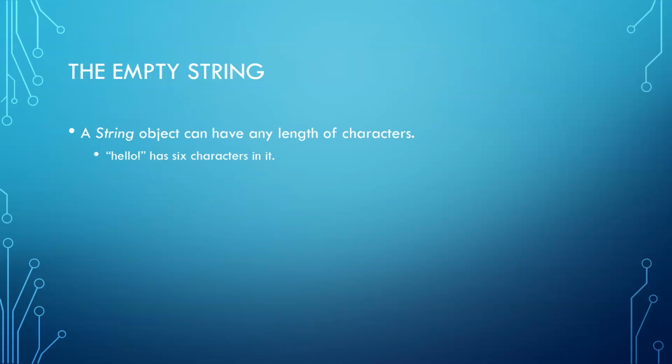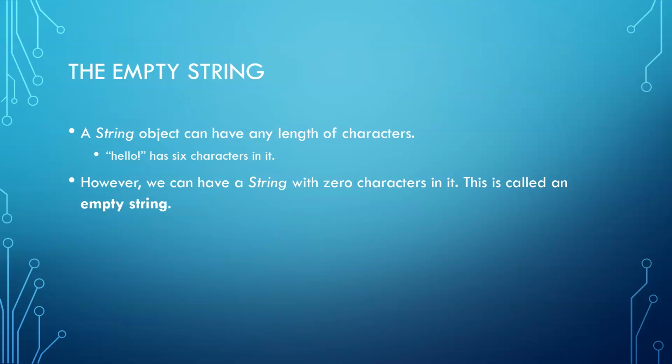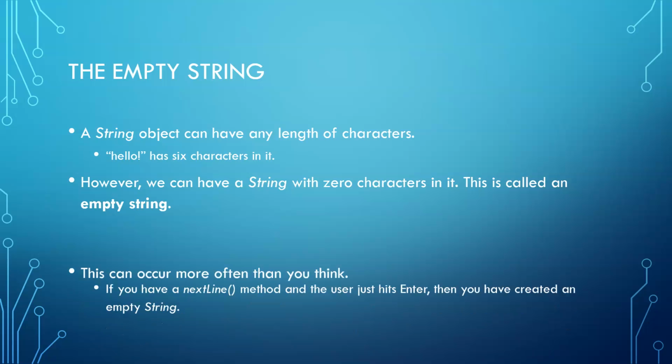You'll notice that s1 in that case didn't really have any value. And that is where we get into the empty string. This is a string object which has nothing in it. A string object has any length of characters. For example, "Hello!" has 6 characters. If it has 0 characters, it's called an empty string. It doesn't mean it's nothing really. It actually has a value, but it's just a string that doesn't have any characters in it.